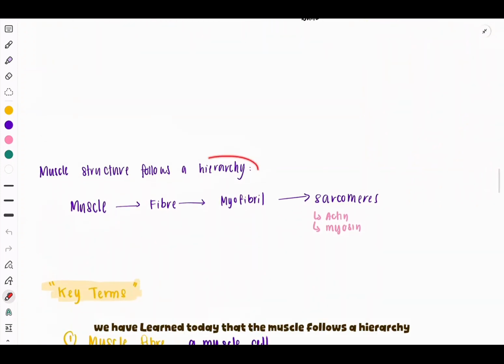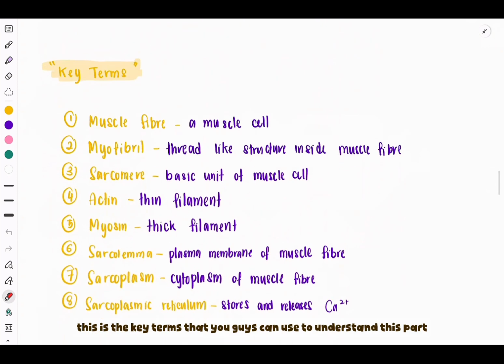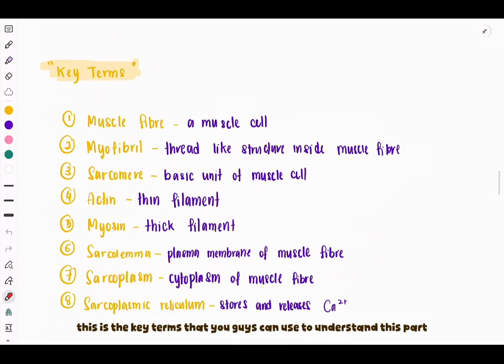We have learned today that the muscle follows a hierarchy: muscle contains muscle fibers, muscle fibers contain myofibrils, and myofibrils contain many repeating units of sarcomeres. Inside the sarcomeres, we have actin and myosin that interact to cause contraction. These are the key terms that you can use to understand this part.